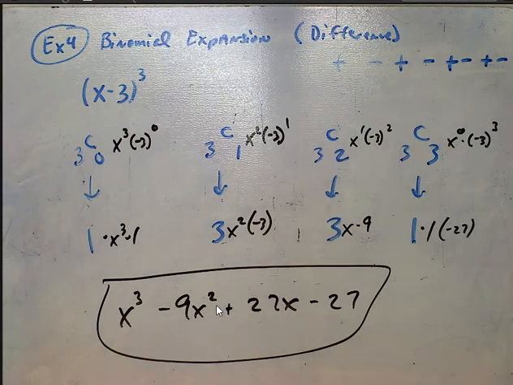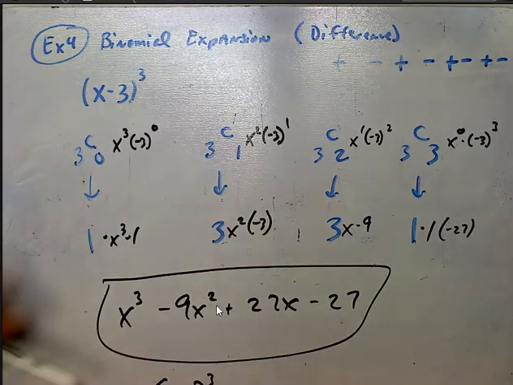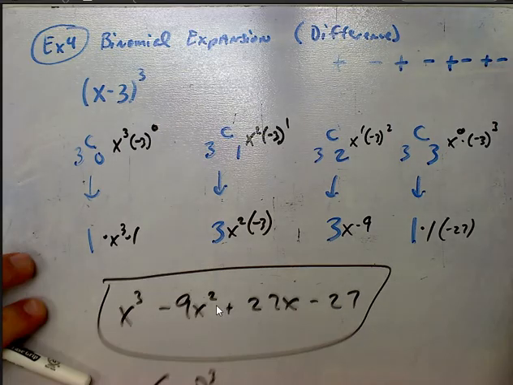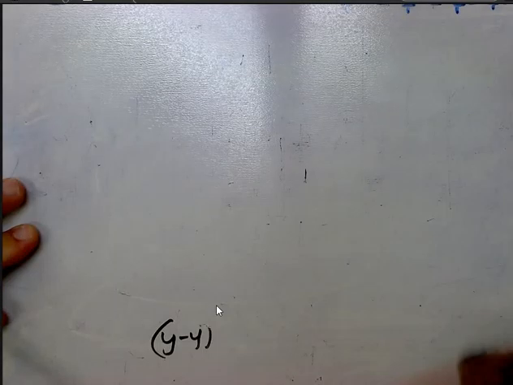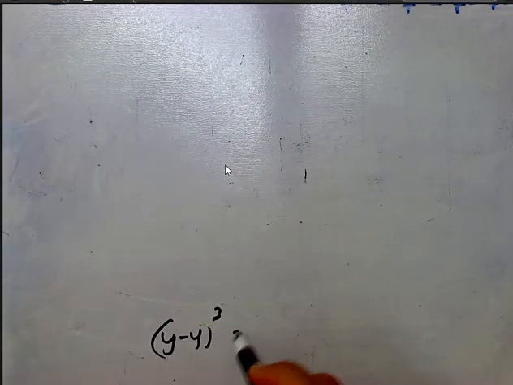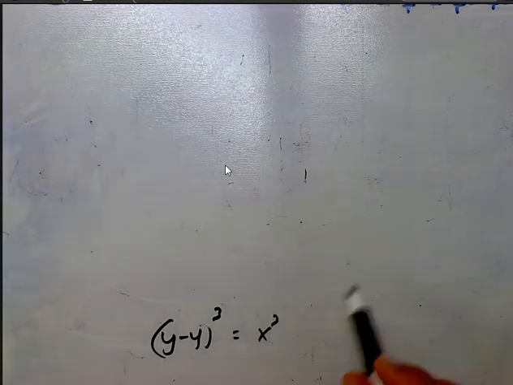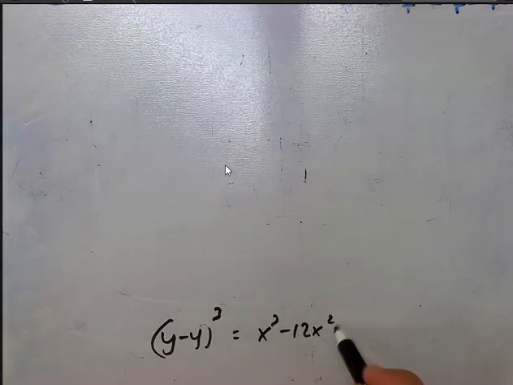Okay? I want you guys to go ahead and try number 27, which says y minus 4 to the third. And I'll go ahead and erase this one here. We'll go ahead and work it out. Press pause for y minus 4 to the third. Come back and see if you got the right answer or not. Okay, you should have gotten x cubed minus 12x squared plus 48x minus 64.